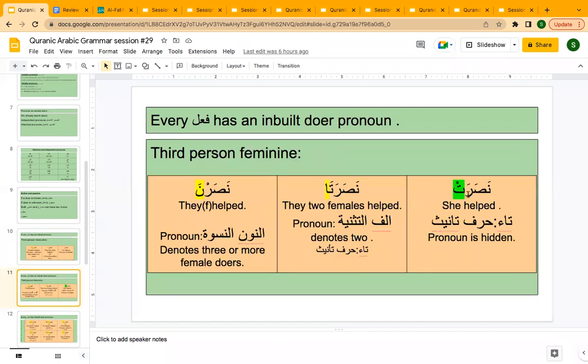When it comes to third person feminine, again, we have very clearly understood it. From what I can see from your answers, you know that the pronoun is still hidden here, but ta is denoting that there is some female, some she or it who did the action. In the case of Nasarata, same thing, ta is only denoting the gender of the doer, but alif is the actual doer, denoting that two females helped. Nasarna, who was the doer? Noon Fatha was the doer of an action, which was your attached pronoun here. Everyone with me so far, or is it too much?